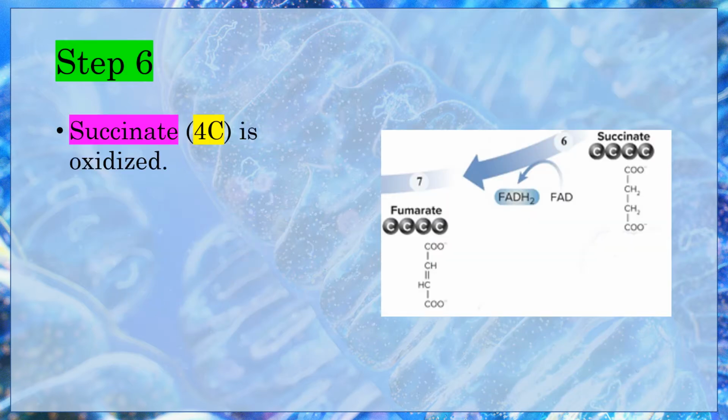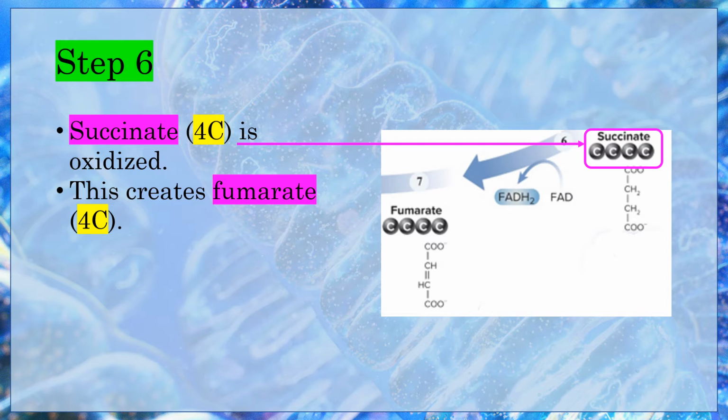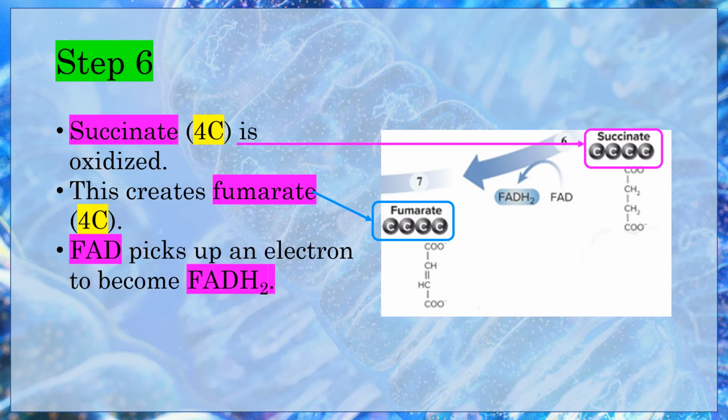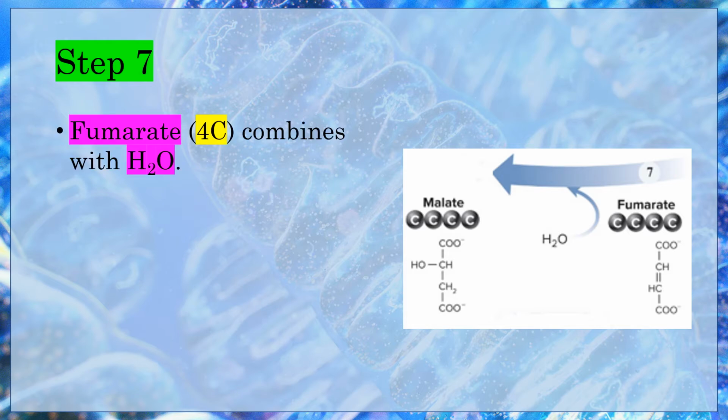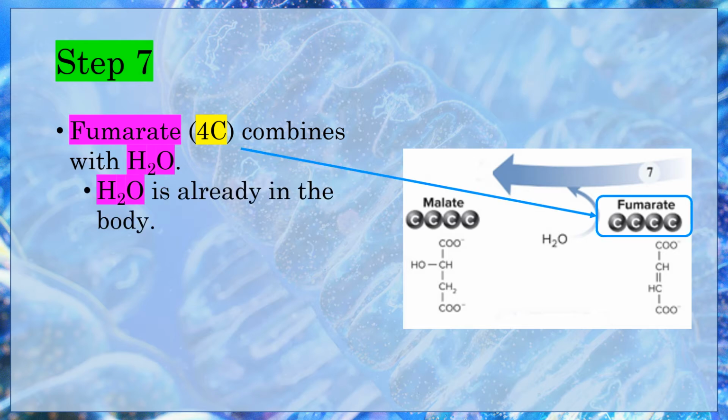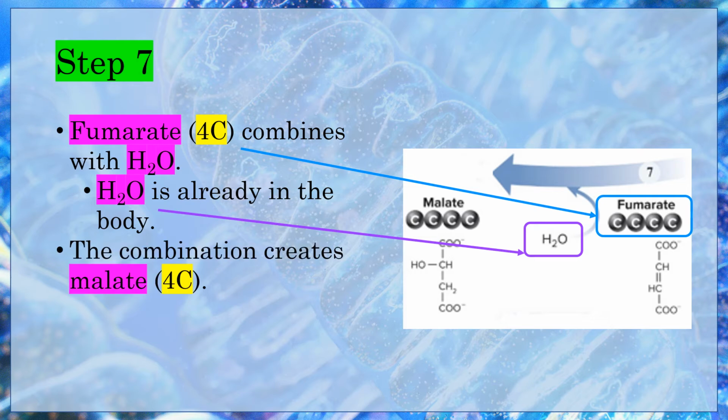Okay, succinate, which is now that 4 carbon, is once again oxidized. This creates fumarate, which is another 4 carbon molecule. FAD picks up an electron to become FADH from that oxidation, seen there in the green. Fumarate, a 4 carbon molecule, combines with water. Water is already in the body. The combination creates malate, which is still a 4 carbon molecule.